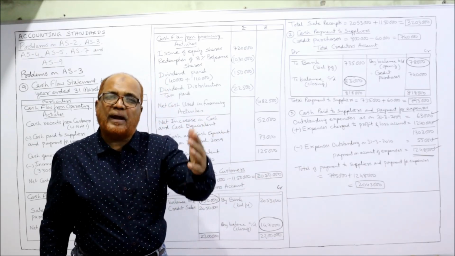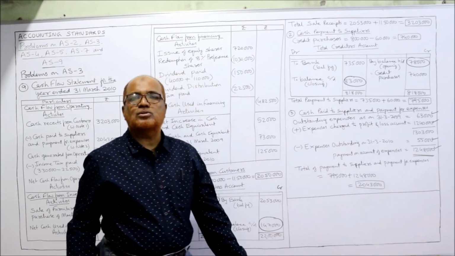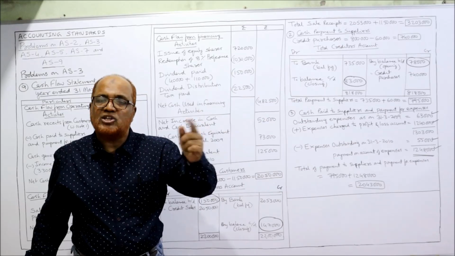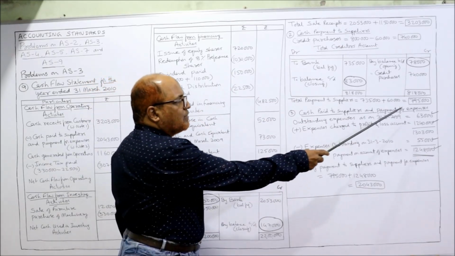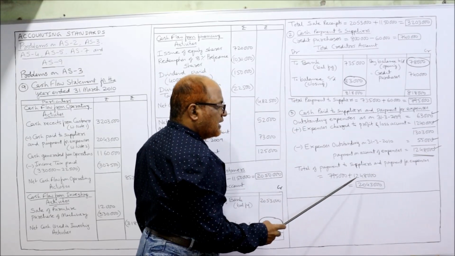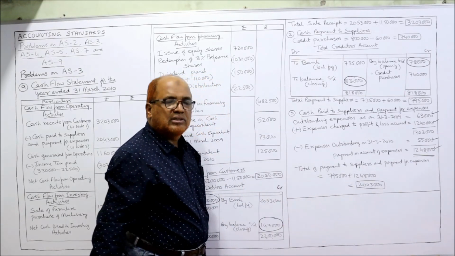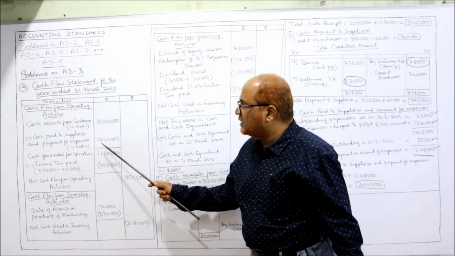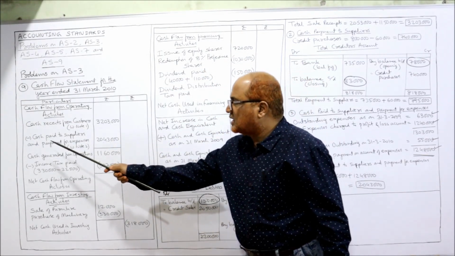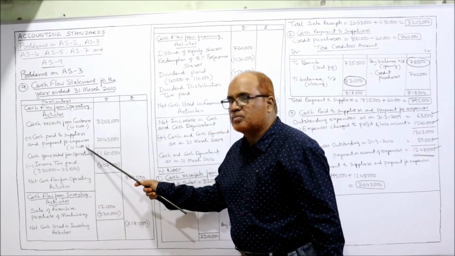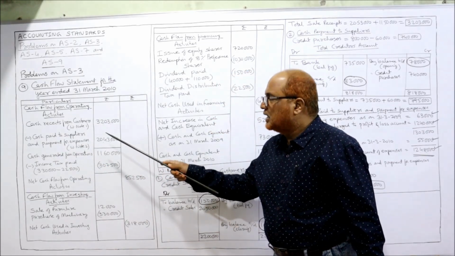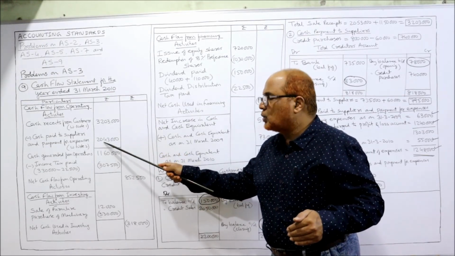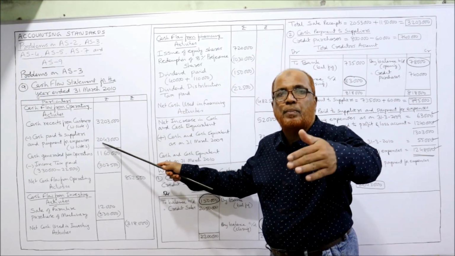And how much is the amount paid to suppliers? 7,95,000. We need the total amount paid to suppliers and the amount of cash expenses paid. So 7,95,000 plus 12,48,000, you will get 20 lakh 43,000. Now this 20 lakh 43,000, you have to take it here. These are the cash paid to suppliers and payment for expenses. Now subtract. This 32 lakh 3,000 is the cash receipt and 20 lakh 43,000 is the cash payment.